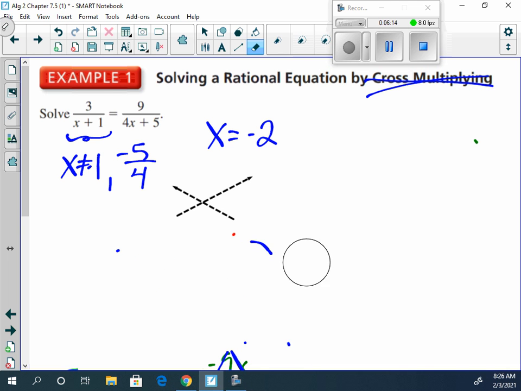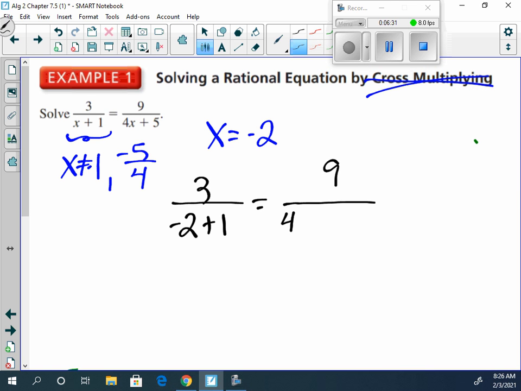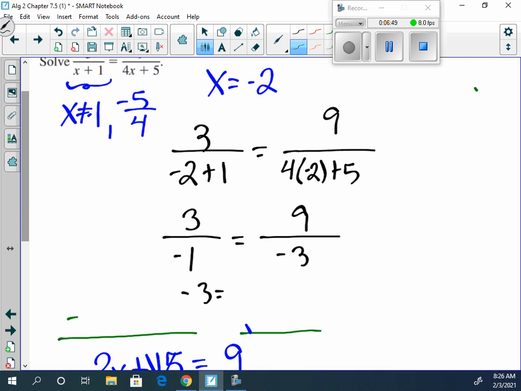Now, if I wanted to, what we can do is we can check it. Get rid of all that. And the way we can check it is just by plugging it in like we've checked before. 3 over -2 plus 1 is equal to 9 over 4 times -2 plus 5. So this would be -1. 4 times -2 would be -8. Plus 5 is -3. And yes? We get -3 is equal to -3.